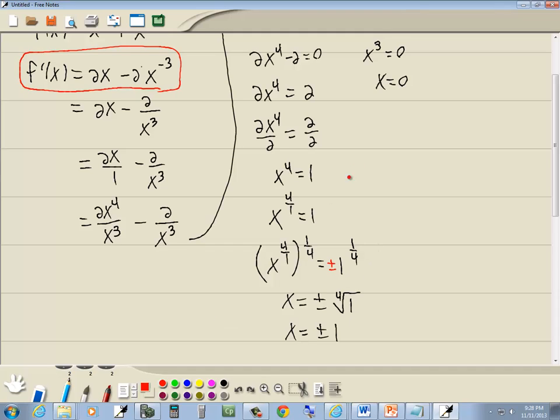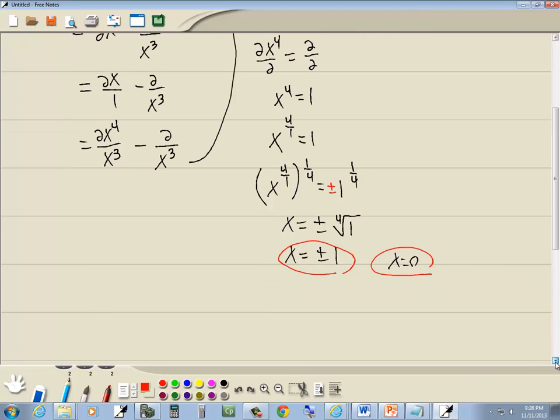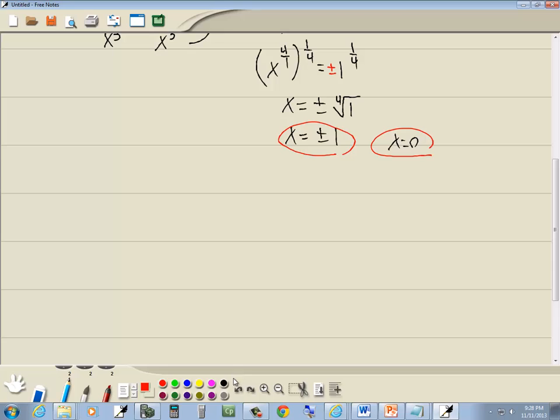Now remember our critical values. We got 0 and plus or minus 1. Let me write down the 0 down here. So let's build our table of intervals. Okay, so we got x is equal to -1, x is equal to 0, and x is equal to 1.